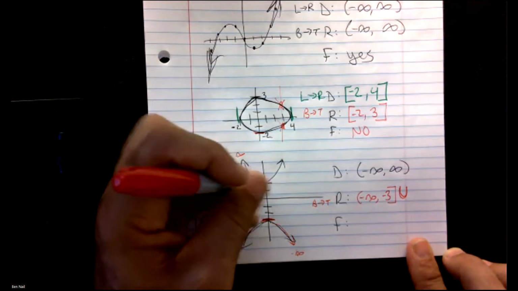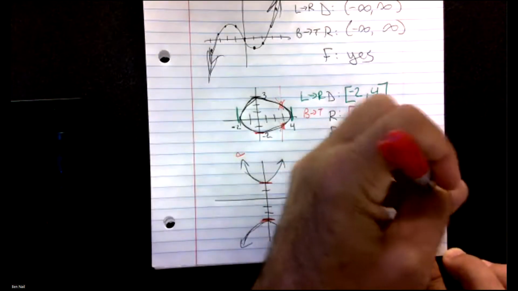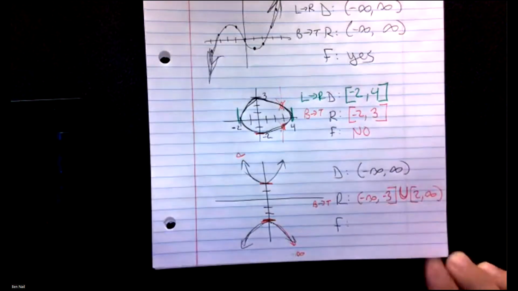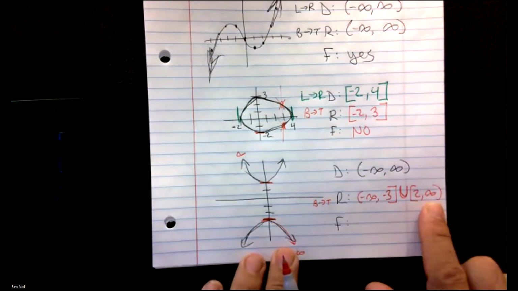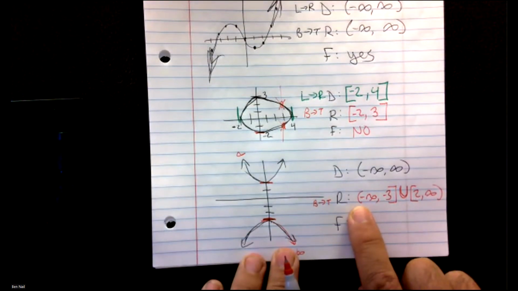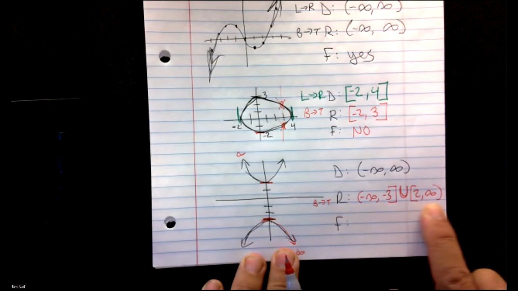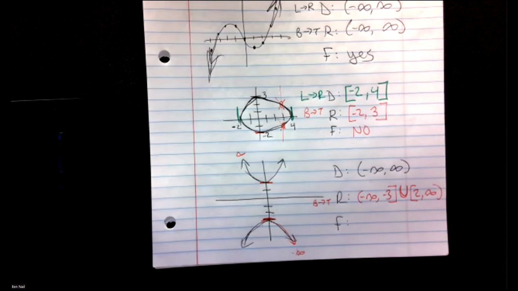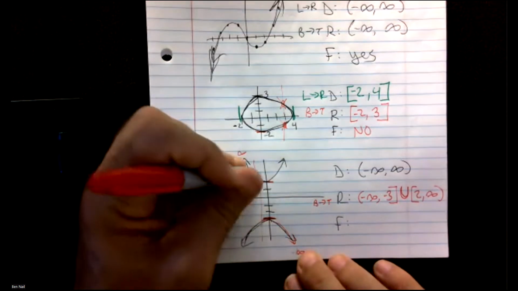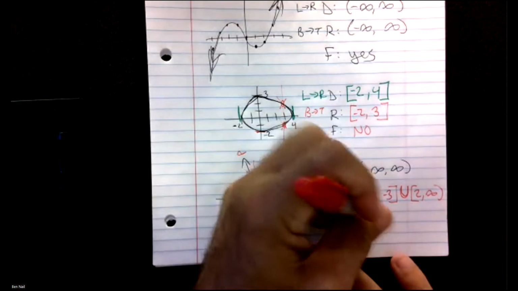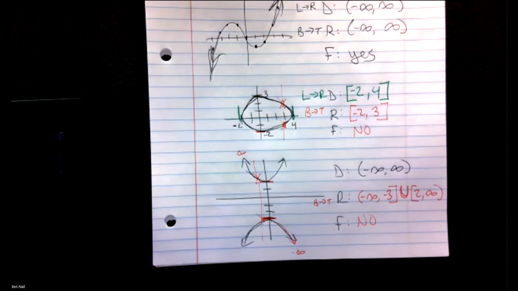And then we go from +2 to +infinity. And this order matters. Like it has to read from your smallest possible value to your biggest possible value. It has to be written exactly like that. And again, if we draw a vertical line, we're going to hit more than once, so this would not be a function.